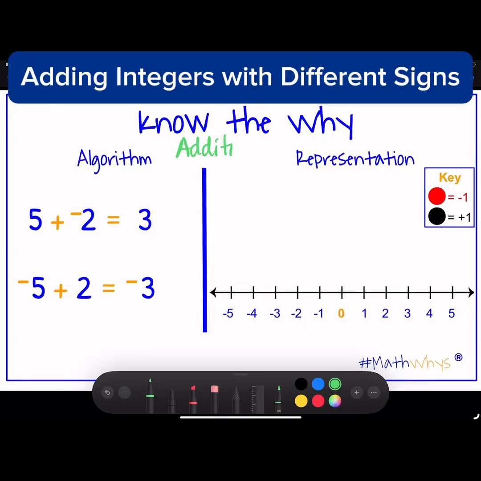Adding integers with different signs. And so when the signs are different, the rule is to subtract and to keep the sign of the bigger number.